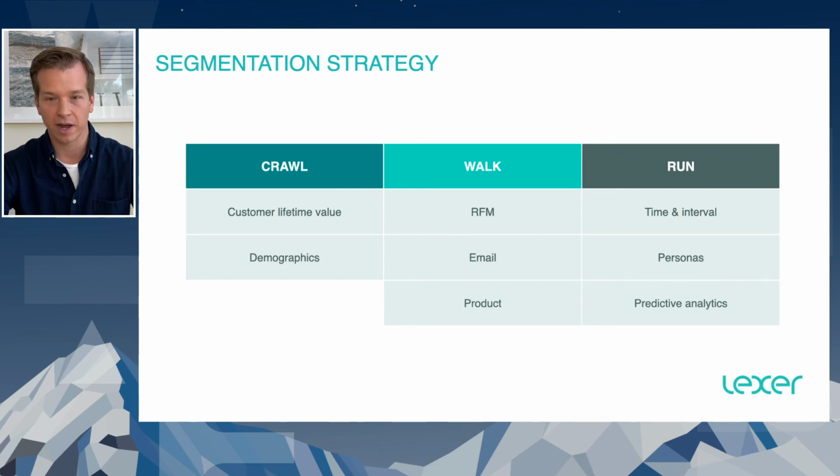And then when you get into run, focus on time and interval. Try to get to your core customer personas, because then you can unlock really rich messaging, and then start to think about some predictive analytics. Recommended next product for each customer, or churn risk measures are really good places to start on the predictive analytical side.